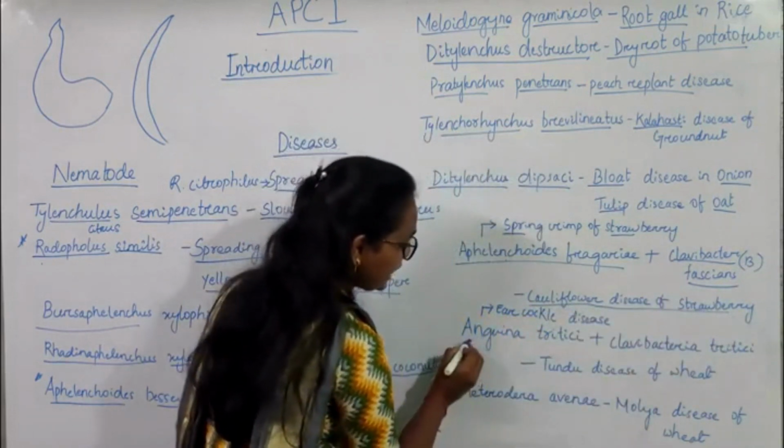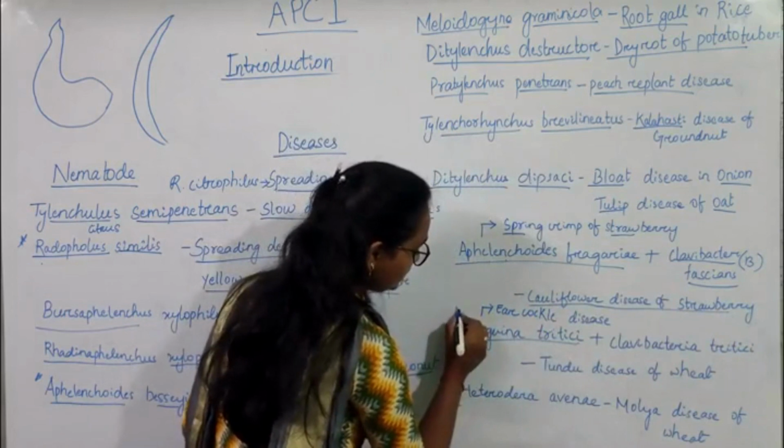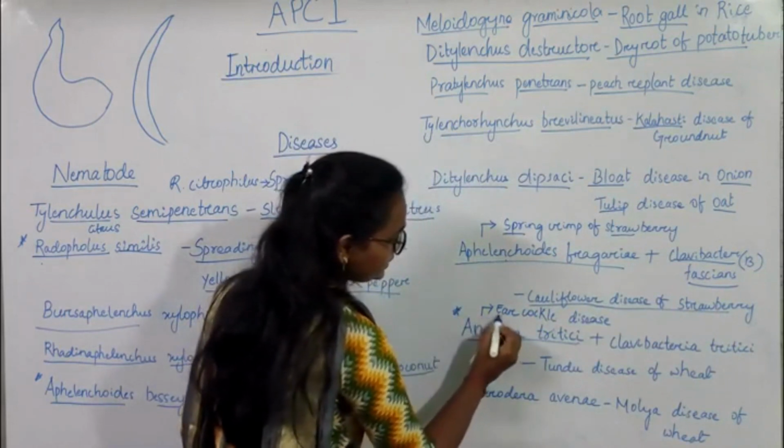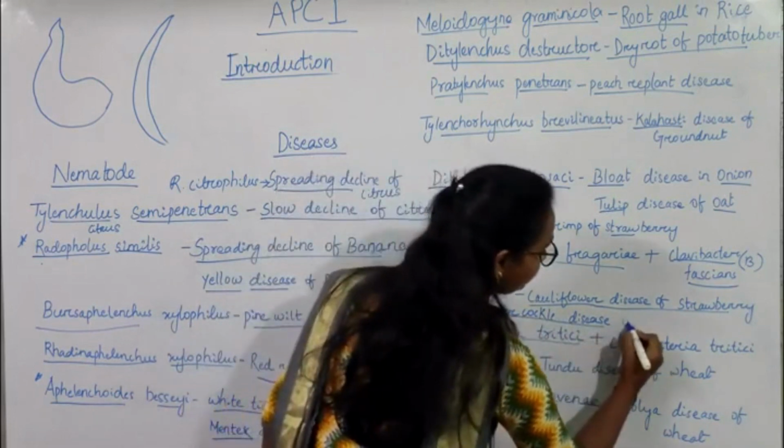And next is Anguina tritici, which is a most important nematode, and it causes the ear cockle disease of wheat.